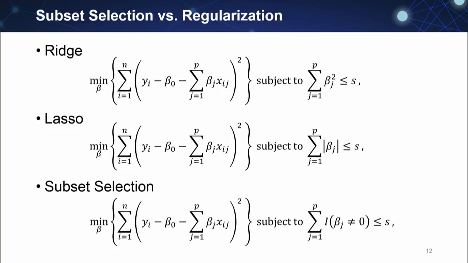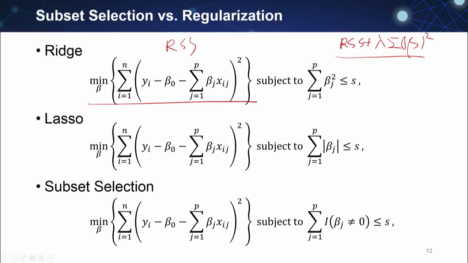The penalty term can be expressed as a constraint in the optimization problem. The optimization problem of ridge is minimizing RSS plus lambda times some square of the betas. Okay, this is the target function. Minimizing this target function is equivalent to minimizing the same RSS with a constraint that the square of the beta is less than or equal to a certain value of S.